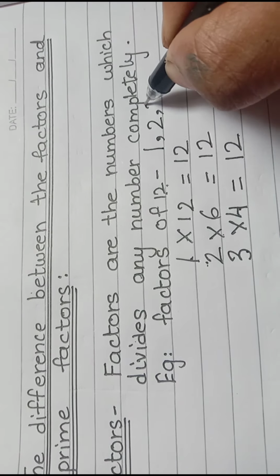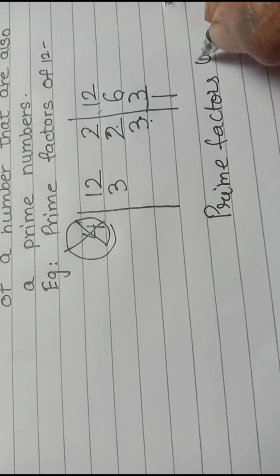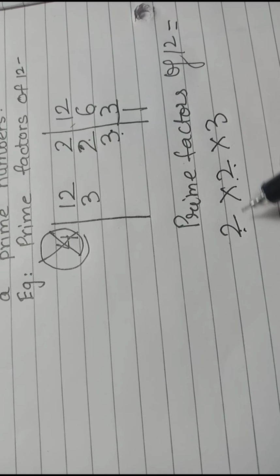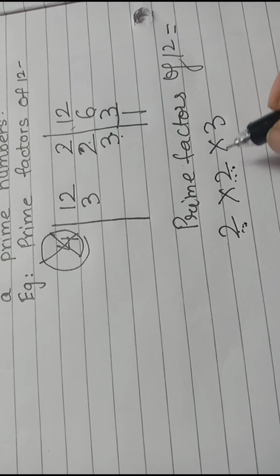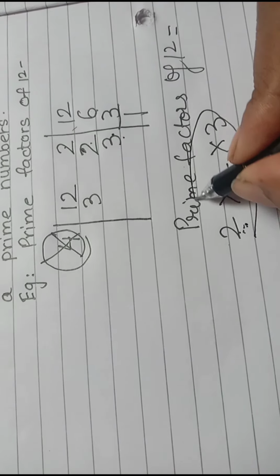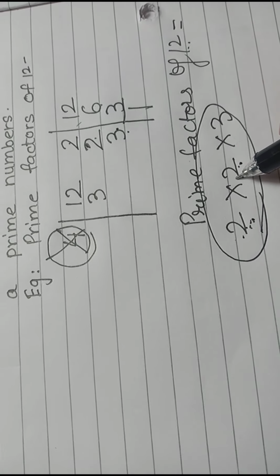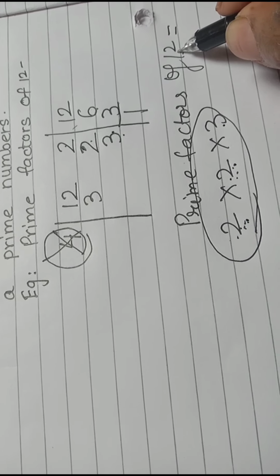Okay. Now see how will I write? Prime factors of 12 are 2 multiplied by 2 multiplied by 3. Now see, we can repeat the factors here. And second thing, the product of prime factors will be equal to the number. 2 twos are 4 and 4 threes are 12. So their product is equal to the number.